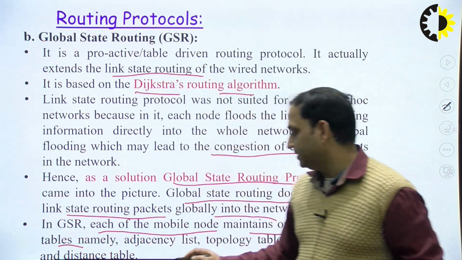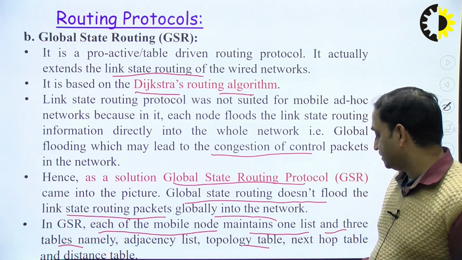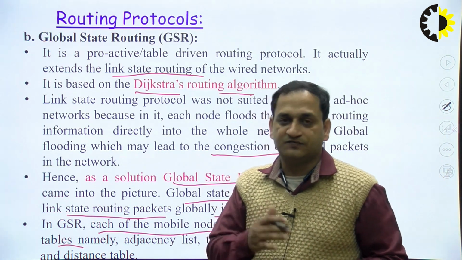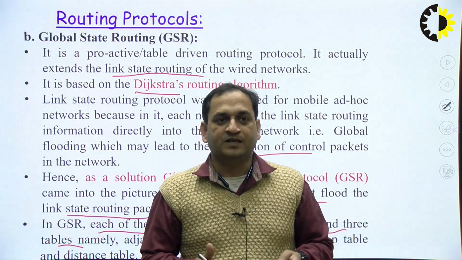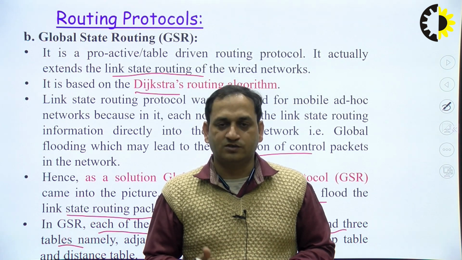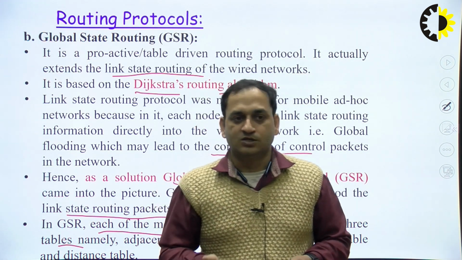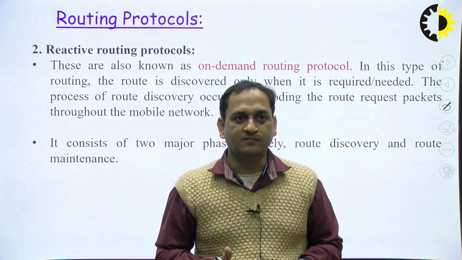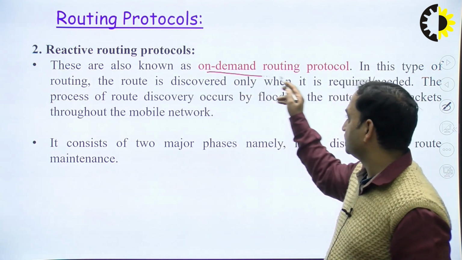These are namely the adjacency list, topology table, next hop table, and the distance table. So different tables are used when we are using global state routing. When information is transmitted or broadcast from one node to the other nodes, these tables will be updated logically as well. Reactive routing protocol is completely based on on-demand routing.